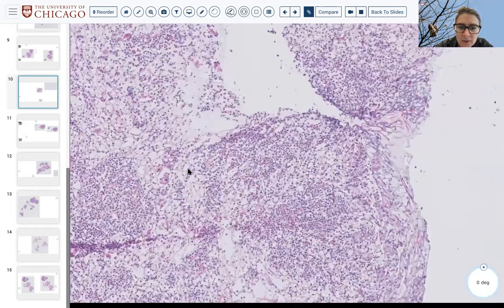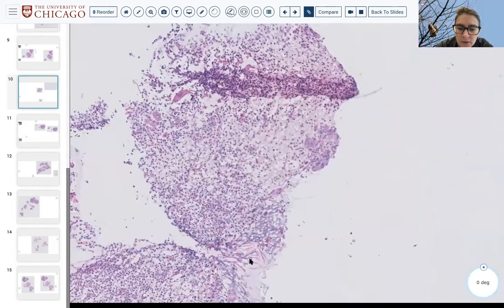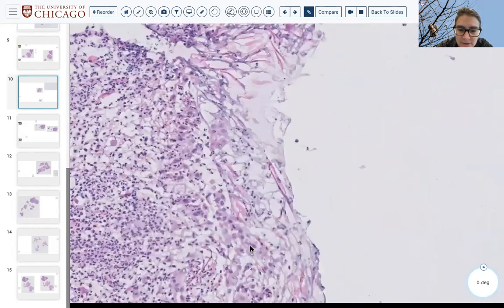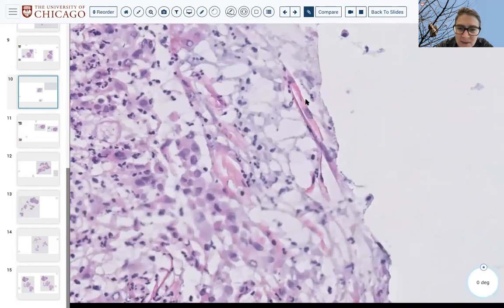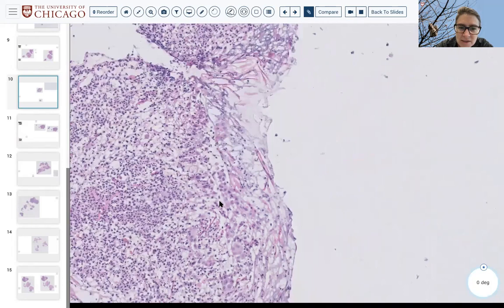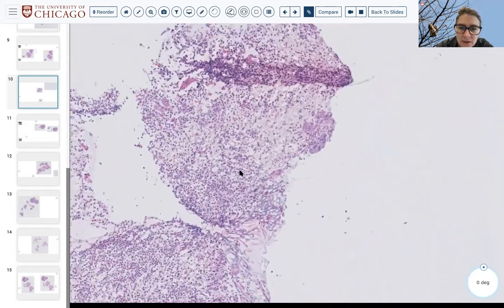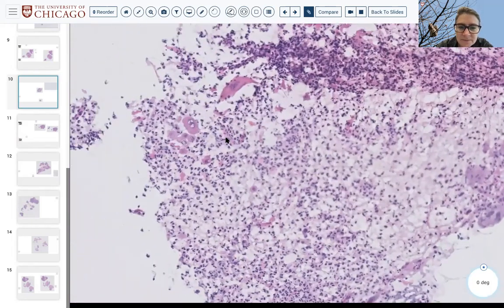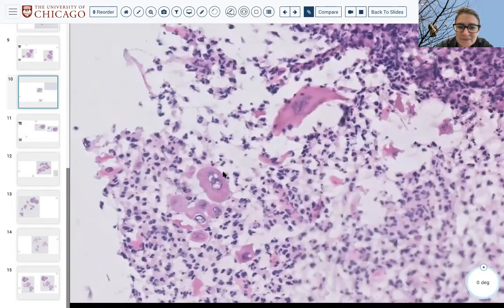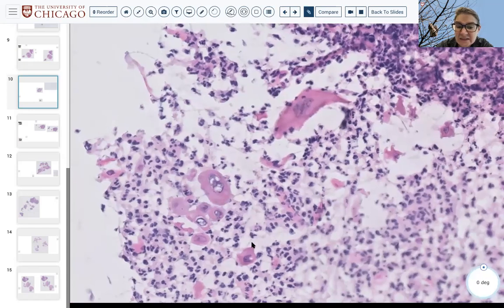And always keep going, because you never know what you're going to find. So in the deep tissue, we see these shards of keratinaceous stuff. Is that trying to be a tadpole? It kind of looks like cytology, and it's trying to be a tadpole.